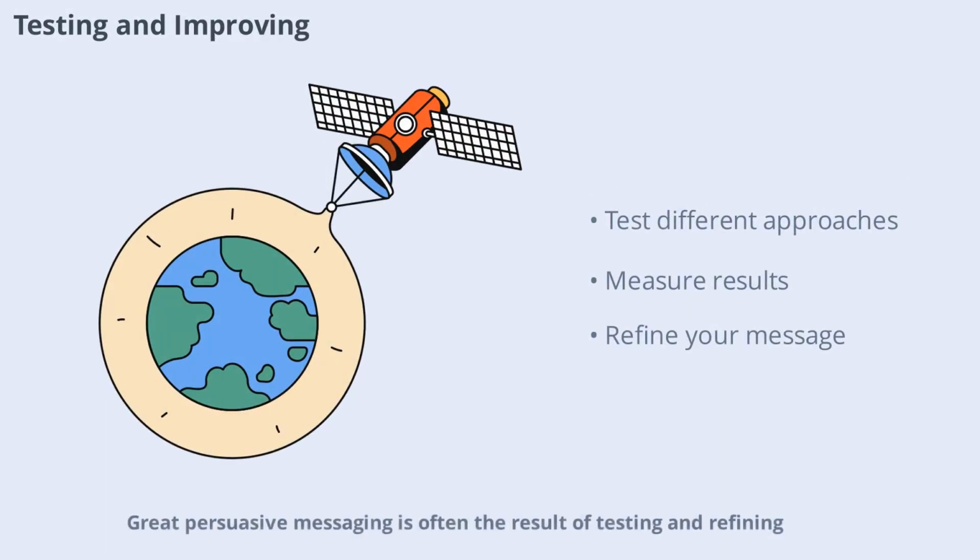Great persuasive messaging is often the result of testing and refining. Try different approaches, measure results, and learn from feedback. Small changes in wording, structure, or visuals can make a big difference. Continuous improvement helps you find what works best for your audience.